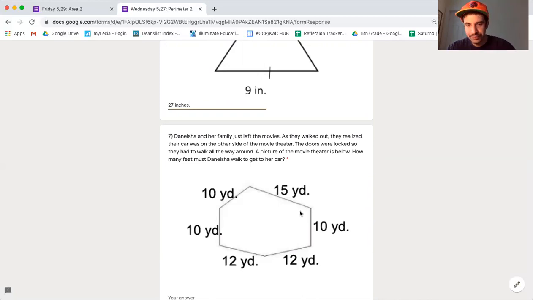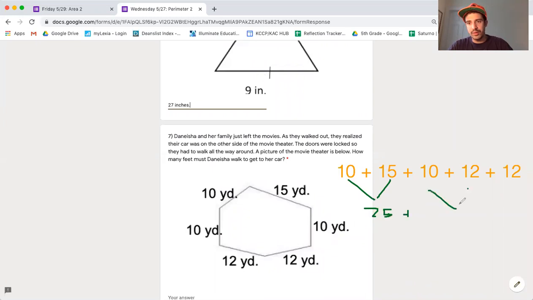So I'm going to add everything up. I'm going to go back to my first way because that's the way I like the best. 10 plus 15 plus 10 plus 12 plus 12. Let's just add up two numbers at a time. 10 plus 15 is 25. Now 10 plus 12 is 22. And then I'll bring down my 12 again. Now I'll just add these two numbers together. 22 plus 12, that's 34. And I'll have to add 25 there. I'm going to write this out.